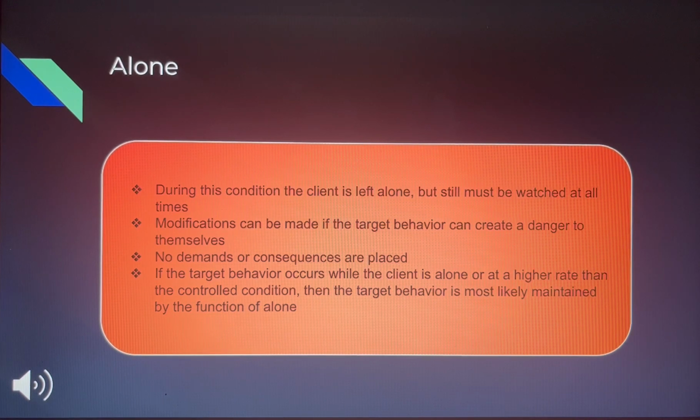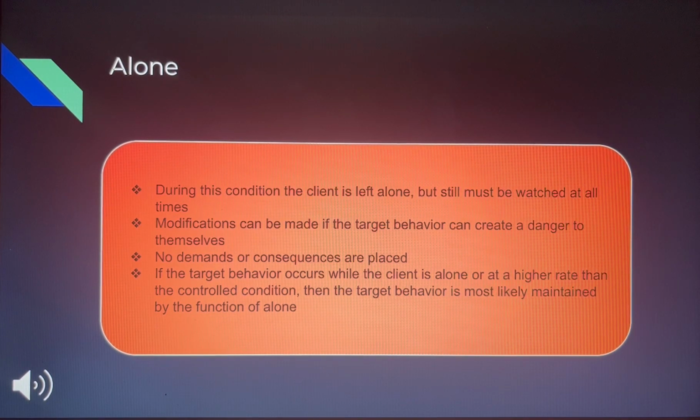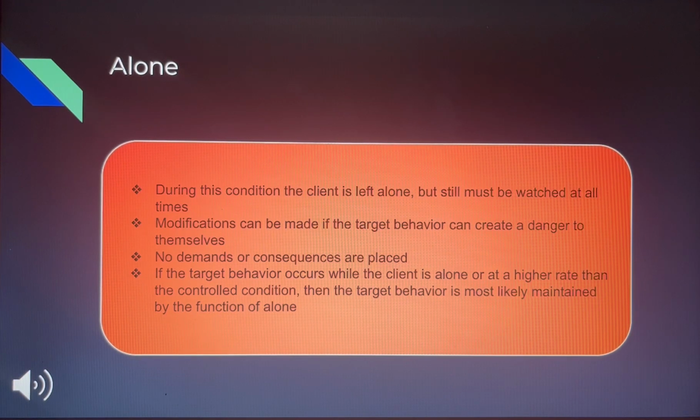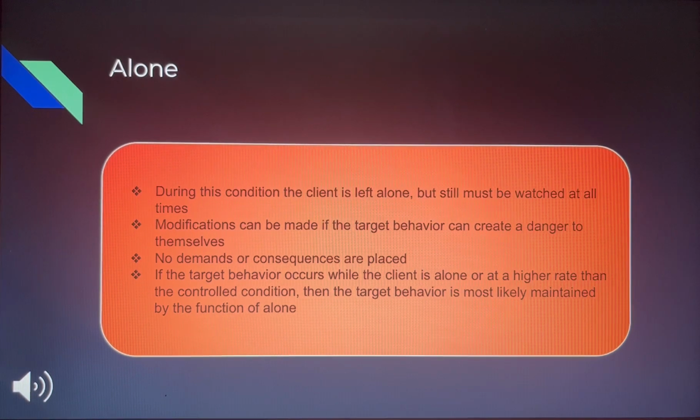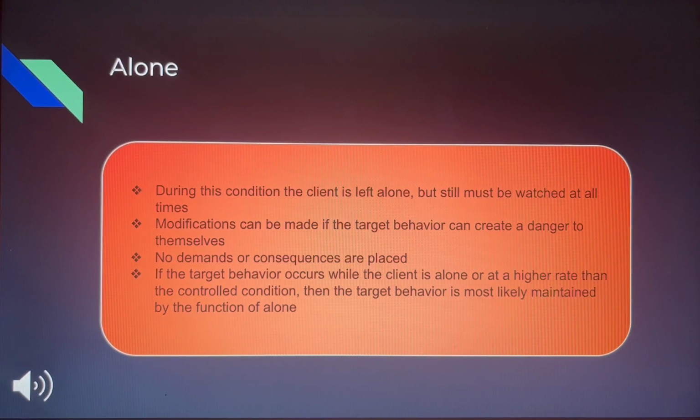Going into the alone function, during this condition, the client will be left alone, whether there is a two-way mirror or a small window through the door that you can look through, but the child must be watched at all times. And modifications can be made if the target behavior can create a danger to themselves, like knocking big pieces of furniture over or aggressive forms of SIB. And during this condition, no demands or consequences are placed. And if the target behavior occurs while the client is alone or at a higher rate than the controlled condition, then the target behavior is most likely maintained by the function of being alone.